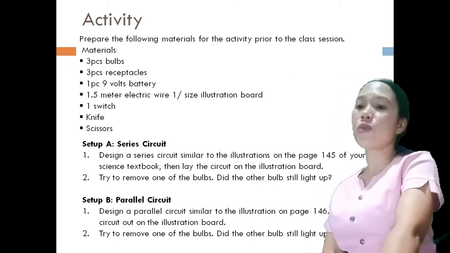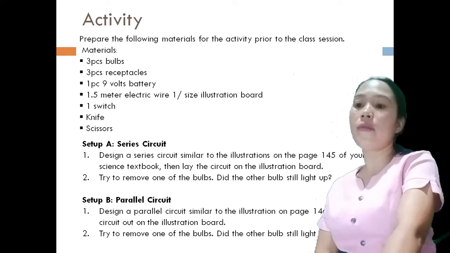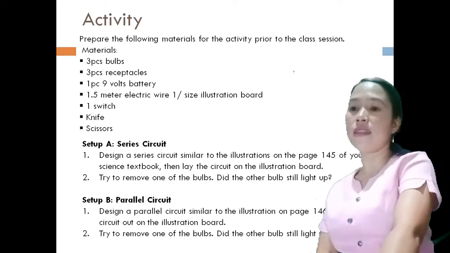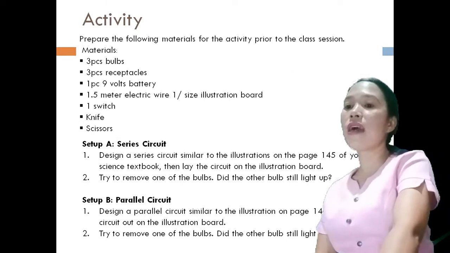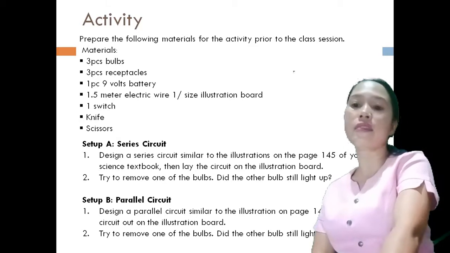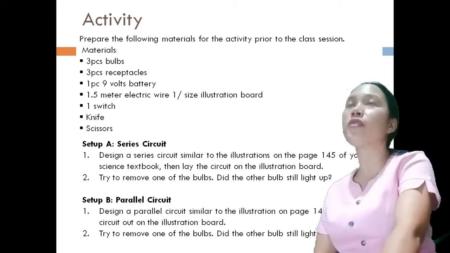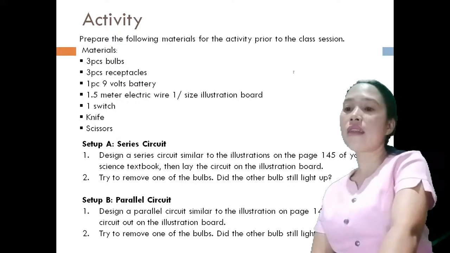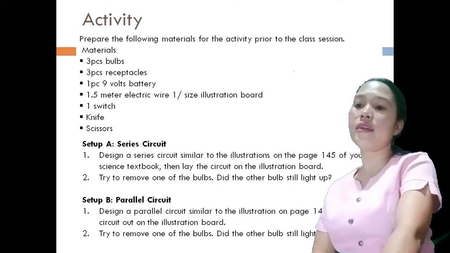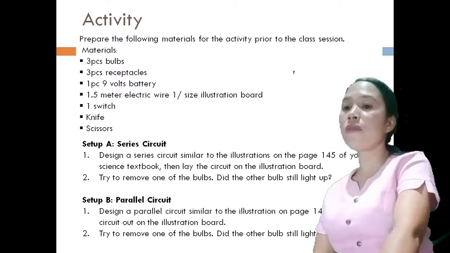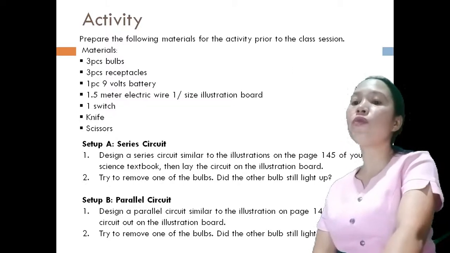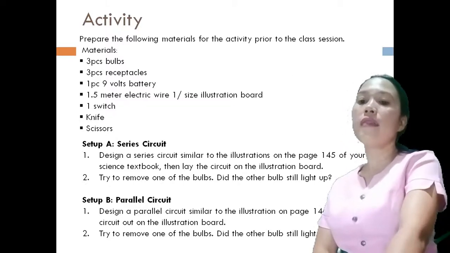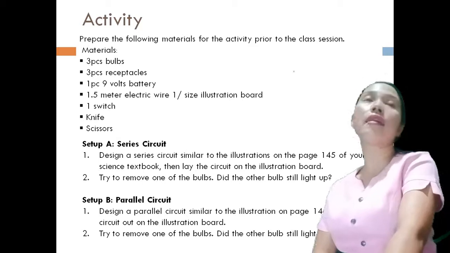For you to find out. For the next group, the setup B, parallel circuit connection. You also need to design a parallel circuit similar to the illustration on page 146 of your textbook. Then lay the circuit out on the illustration board. And after you have done that, try to remove one of the bulbs. Then find out if the bulbs still light up.